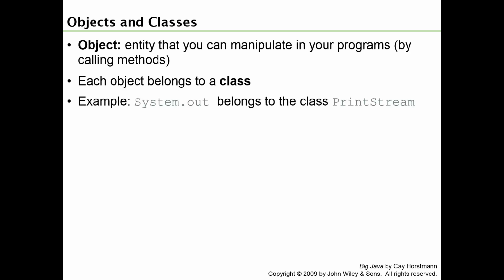For example, we've been using System.out. This belongs to the class called PrintStream, and this is how we're able to send out text to the command line output. So System.out is the name of the object, but the class it belongs to is PrintStream.